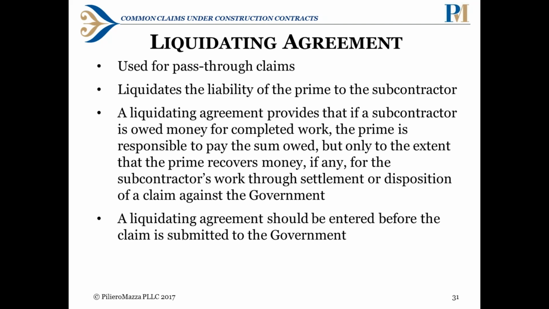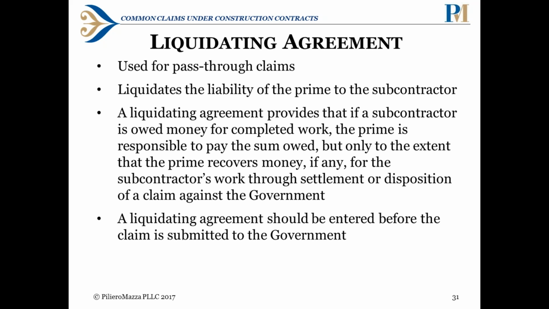A liquidating agreement is a great tool to use when a prime contractor is going to be sponsoring a subcontractor claim. Now, this is often used for pass-through claims. A pass-through claim is when the subcontractor is doing something on your contract, and they are incurring a cost because of a government action, like the government changes the scope of work, that changes the sub's scope of work. Or maybe this subcontractor is responsible for lead paint remediation, and you find out there's more lead paint on the site than there was before. That's a cost the subcontractor is incurring, and you'd want to pass that on to the government so you can recover and you're not on the hook for it.